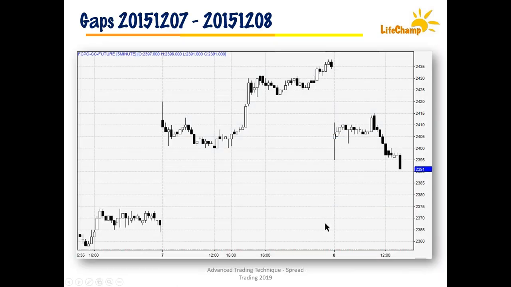Now, another benefit of trading spread is you take the gaps away. I don't know about you, but when I'm trading outright, I always have this problem: the market always goes against me. That means if I go long, the market will gap down tomorrow. Let's say, for example, I go long today.